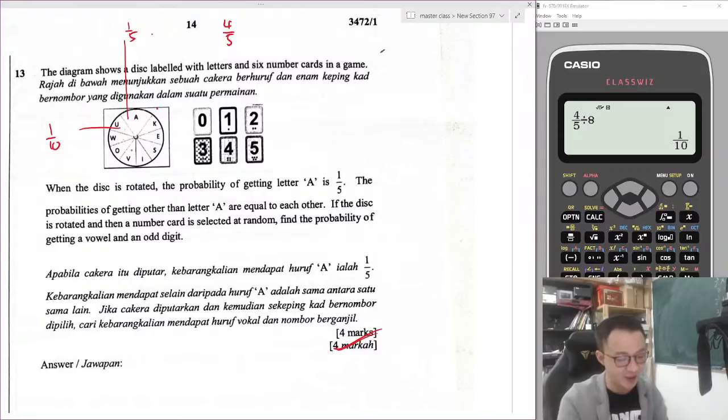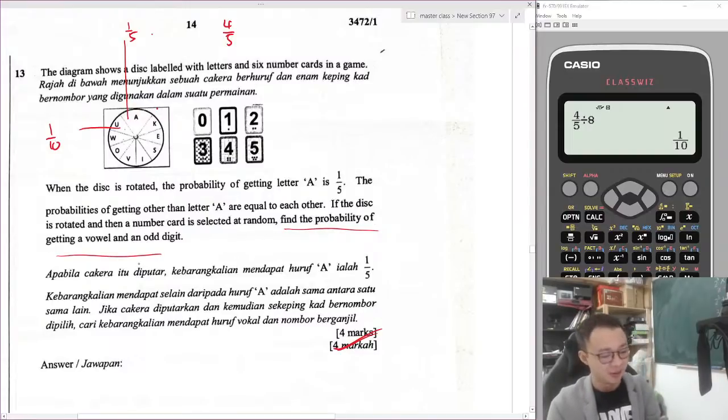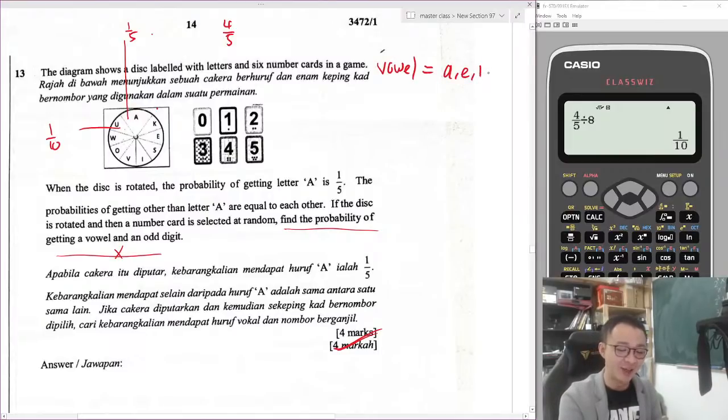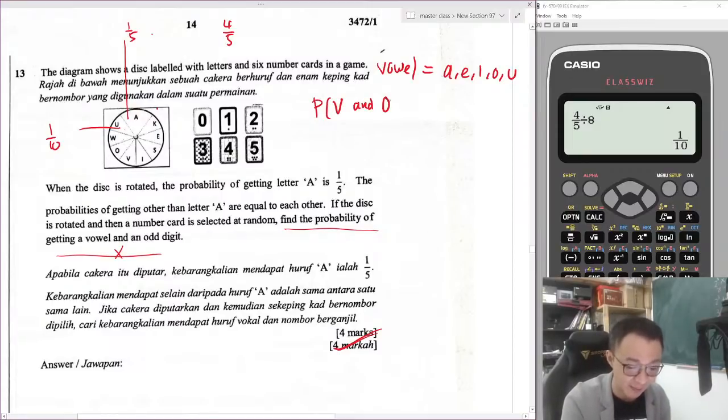Alright, then we have 6 numbers there. Right now, what do they want? They want you to find the probability of getting a vowel and an odd number. So vowel means what? We must understand what a vowel is. Vowel is A-E-I-O-U. Okay? Consonant is not a vowel. So right now I want a vowel and an odd number.